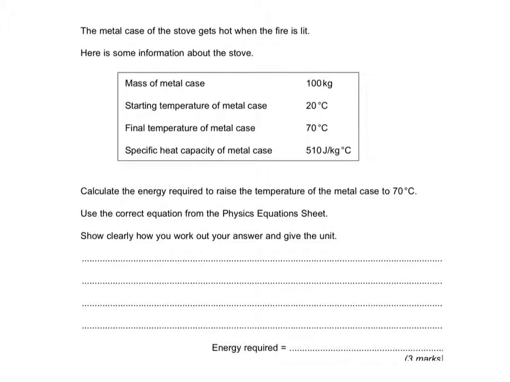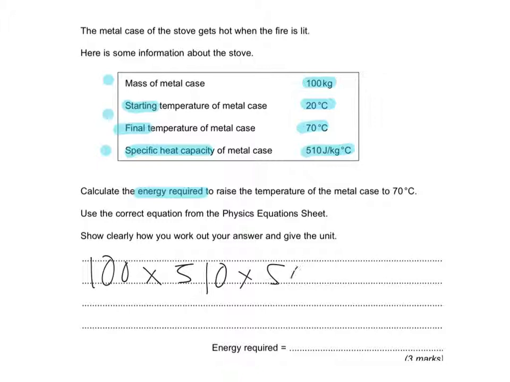Here's an example from a past paper. So we've got the starting and the final temperature, so we can work out the temperature difference is 50 degrees Celsius. We've got the mass, luckily it's already in kilograms, so we don't need to convert it. And we've been told the specific heat capacity, the amount of energy needed to raise 1 kilogram by 1 degree Celsius, is 510. It says calculate the energy required. So energy equals our mass times our specific heat capacity times our temperature change. So here we should have 100 times by 510 times by 50.